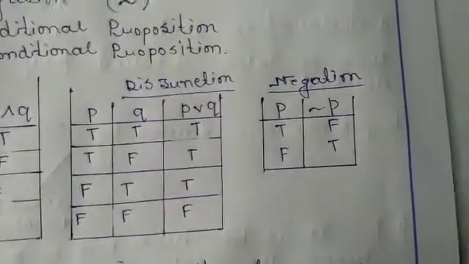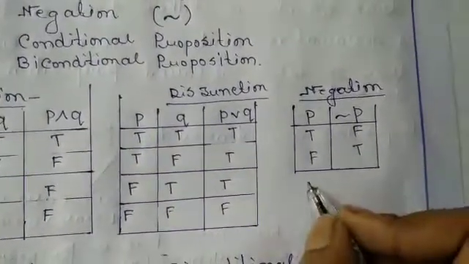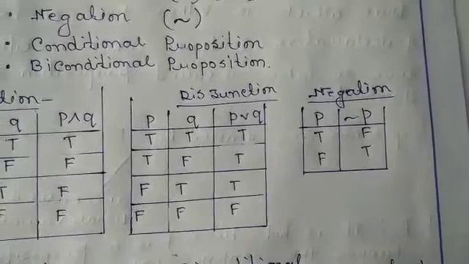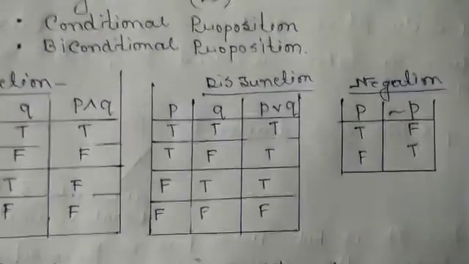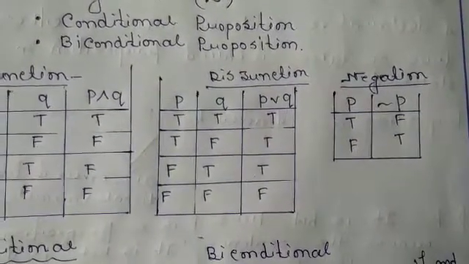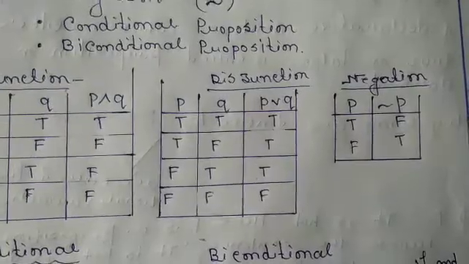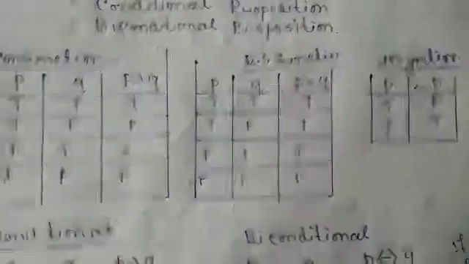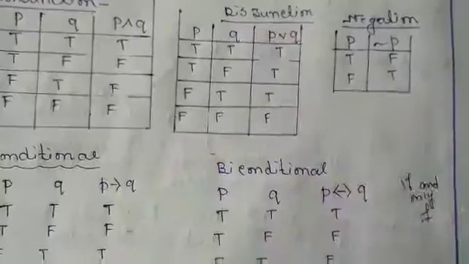And negation. Negation is a kind of complement or opposite. When P is true, then negation P will be F, and when P is F, then negation P will be true. So it is the opposite of a proposition. It means if a proposition is true, then the negation will be false. If the proposition is false, then the negation of that proposition will be true.